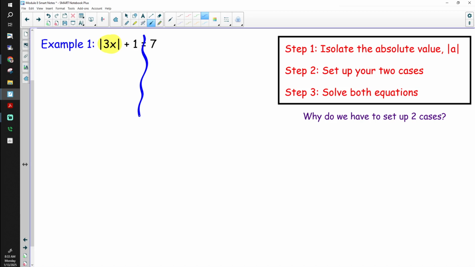So I have a plus 1. How am I going to move this plus 1 to the other side? Opposite of plus 1? Minus 1. I subtract 1 on the left side, got to subtract 1 on the right side. Plus 1 minus 1, gone. I'm left with the absolute value of 3x equals 6.